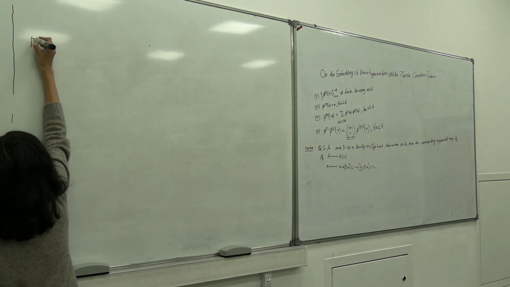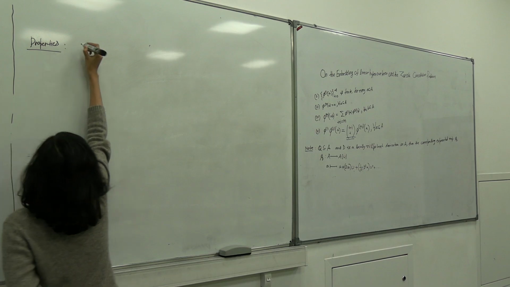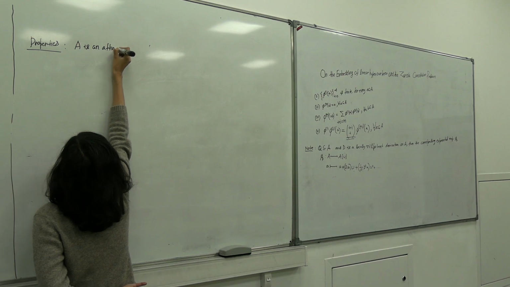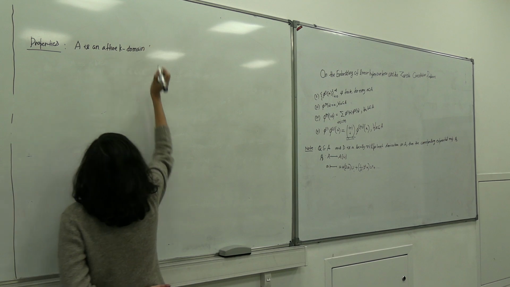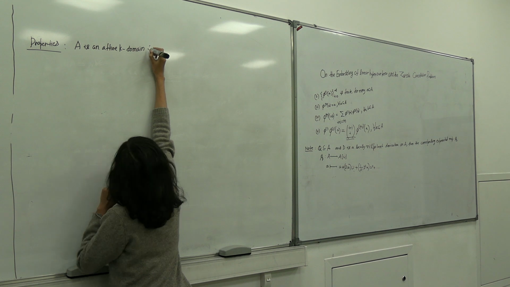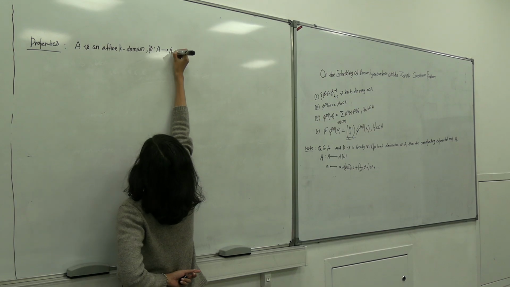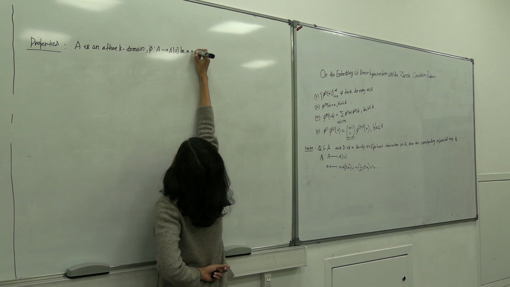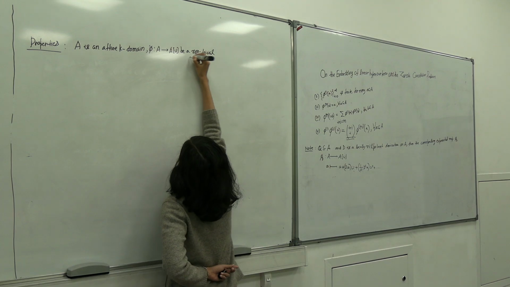So, some properties of the exponential map. First we will start with A, an affine k-domain, and let phi from A to A[u] be a non-trivial exponential map. I will define what I mean by a non-trivial exponential map in a minute.